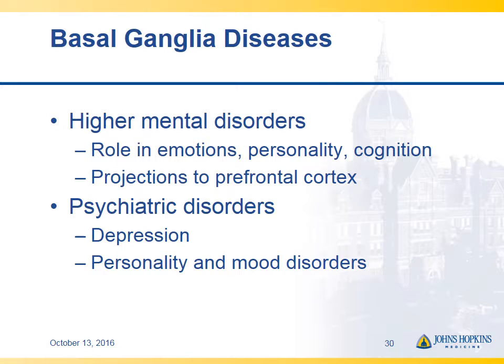We know that in many of these basal ganglia diseases, there are aspects of higher mental function disorders because of the role that the basal ganglia plays in emotions, personality, and cognition, and also because we know there are projections from the basal ganglia to the prefrontal cortex. In addition, you may see frank psychiatric disorders in some basal ganglia diseases with depression, personality, and mood disorders.